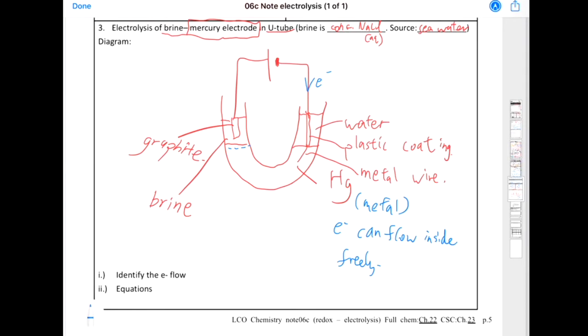Now, can someone tell me why the plastic coating is put on the right-hand side to cover the metal wire? Prevent formation of hydrogen gas. Yes. Prevent the H plus from directly undergoing reaction on the right-hand side. Is it okay? Okay.